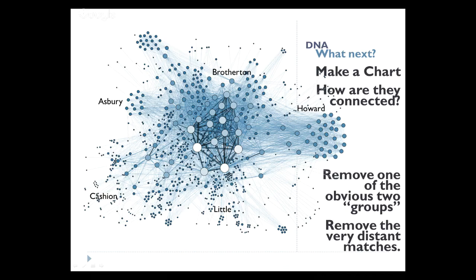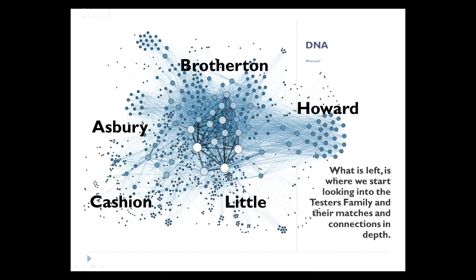So here's what I came up with. We're a group of people connected to the Cashin family, to the Asbury family, to the Brotherton family, to the Howard family, and to the Little family. And you can see how kind of significant each one of these family lines are. And so what is left is where we start looking into the Tester's family and their matches and connections in depth.